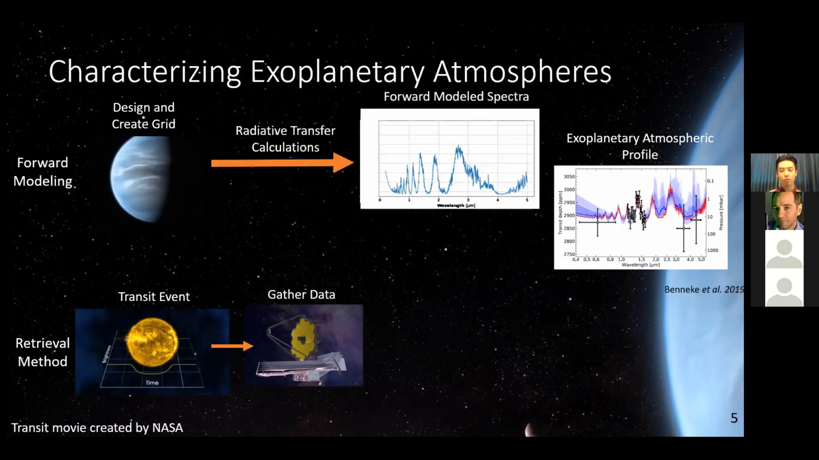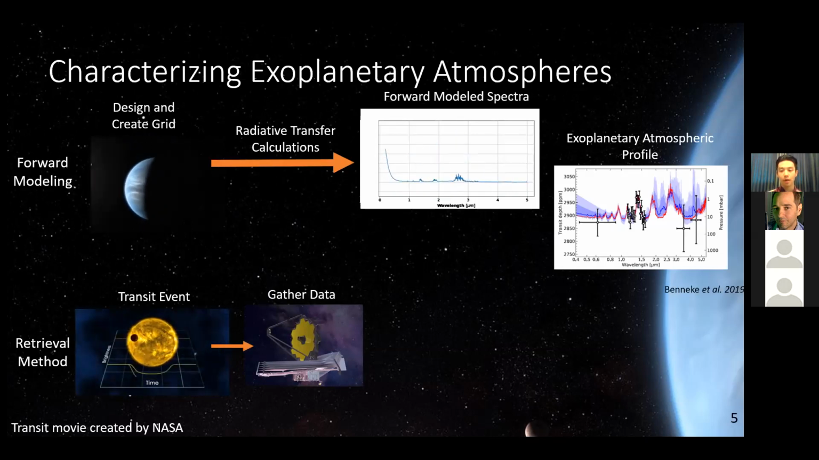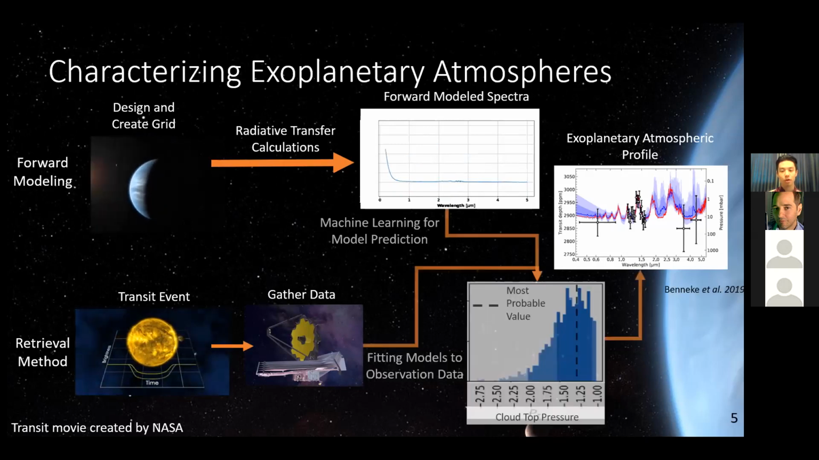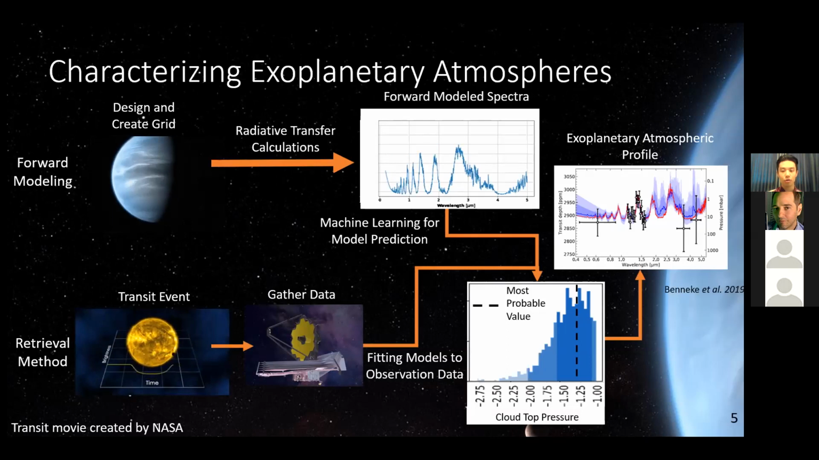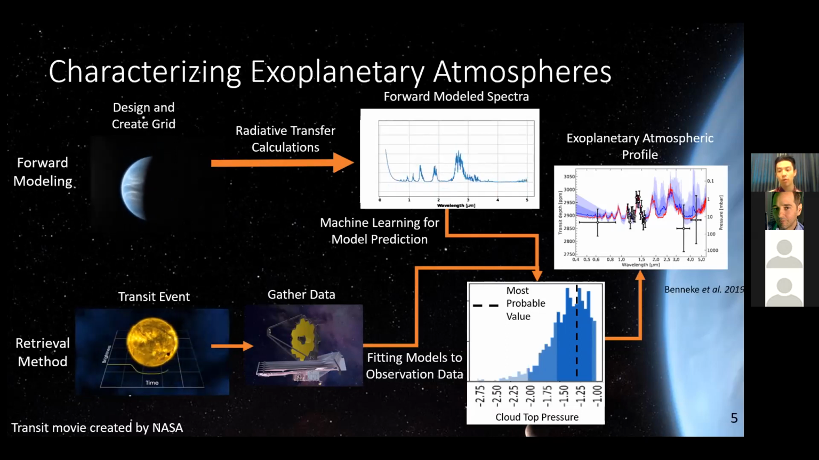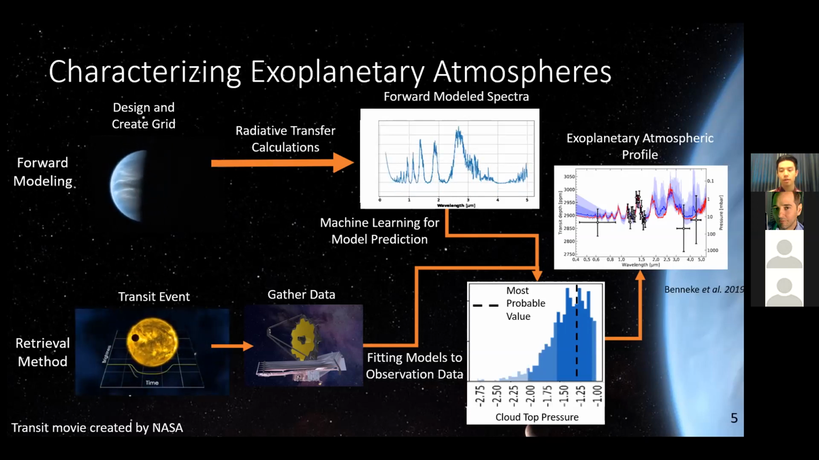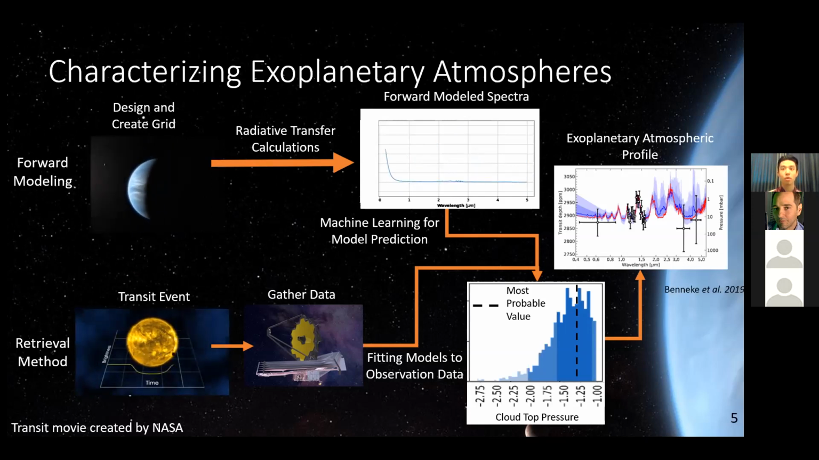And these atmospheric profiles go through some radiative transfer calculations through the Planetary Spectrum Generator, and we get these resulting forward modeled spectra. And then I use the machine learning algorithm to parse through my grid and create a model prediction. I can utilize this data gathered from the observations and do a best fit to the model prediction and constrain the parameters for the planet. For example, here we see a histogram showing the distribution of the cloud top pressure, and the dashed black line is indicating the most probable value for this parameter. And the shading indicates the first, second, and third sigma regions of this distribution. And I'll dive into these plots more in the results.